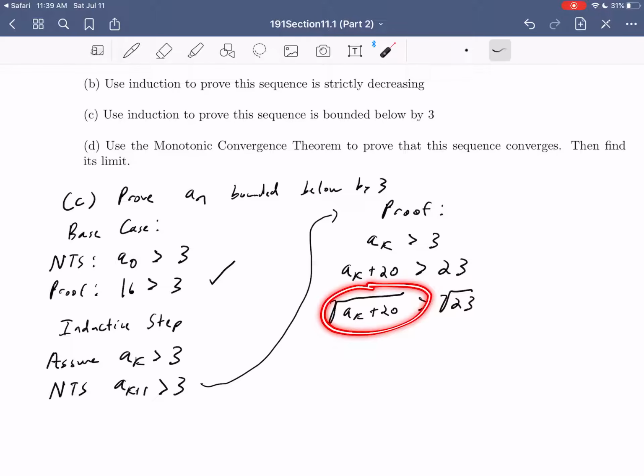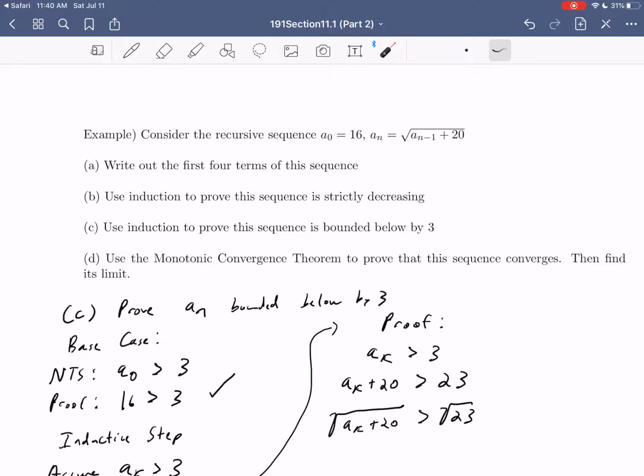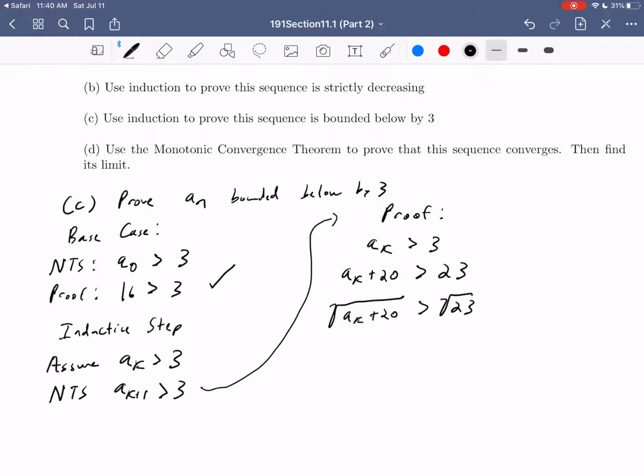What is the square root of AK plus 20? Well, that's plugging AK in there, which means it moves the index 1 forward. So this is equivalent to AK plus 1. So we now know that AK plus 1 is greater than the square root of 23. Does that match what we were trying to prove? Well, not exactly. We were trying to prove that AK is greater than 3. But if AK plus 1 is greater than the square root of 23, the square root of 23 is close to 5.